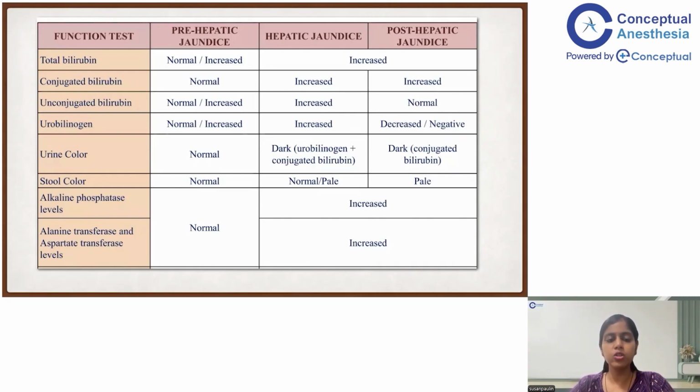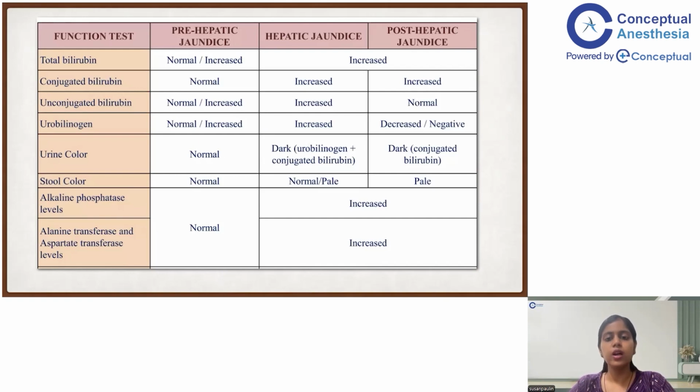In the pre-hepatic jaundice, your conjugated bilirubin will be normal, whereas it will be increased in hepatic and post-hepatic. In unconjugated, while your unconjugated bilirubin is raised, it will be prehepatic most commonly, and also in hepatic jaundice. However, in post-hepatic jaundice, the indirect bilirubin levels will be normal. Then you look at the urobilinogen levels. This will be increased in prehepatic or normal, whereas in hepatic it will be increased. In post-hepatic it will be decreased.